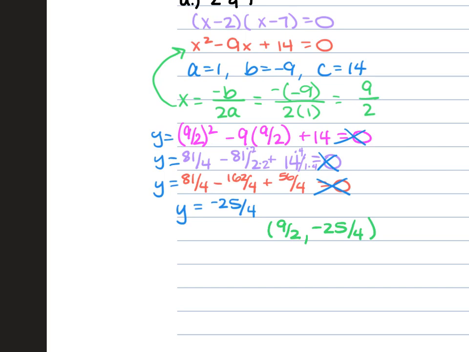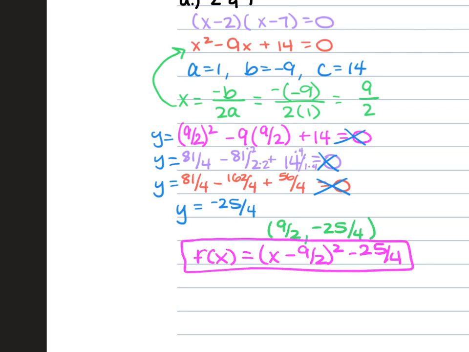From here, you're going to plug this into your formula. Remember that formula that we said from the beginning was the f of x is equal to x minus h squared plus k. So we're going to have f of x is equal to, keep your x, minus h. Your h is your x value, so that's 9 over 2 squared plus k. Well, this k or this y is a negative, so it's going to be minus 25 over 4.